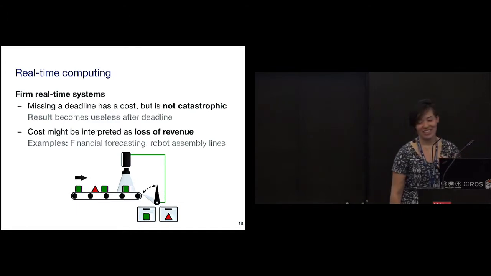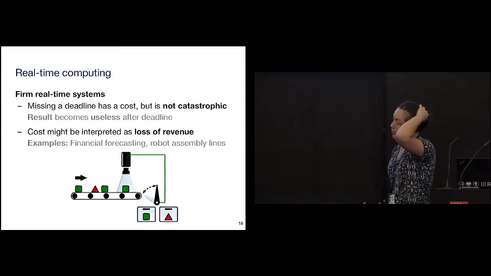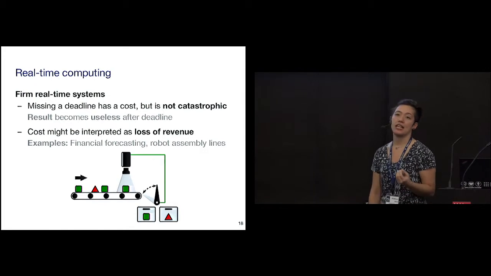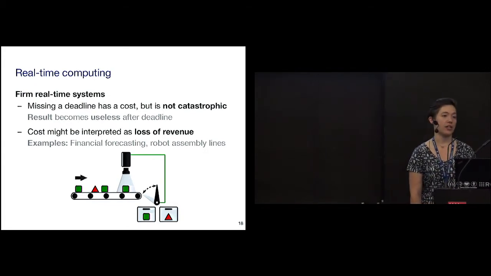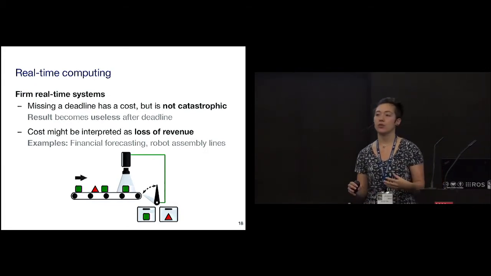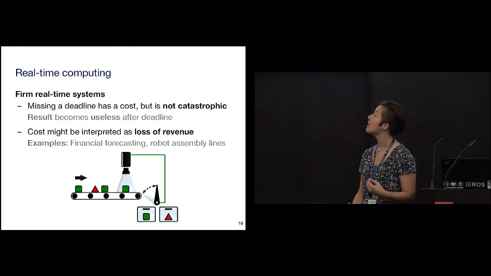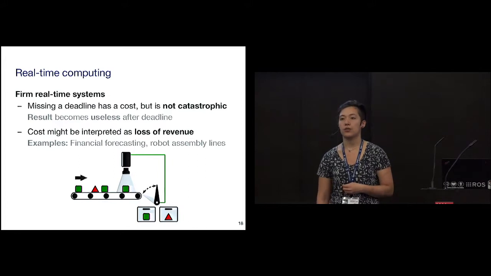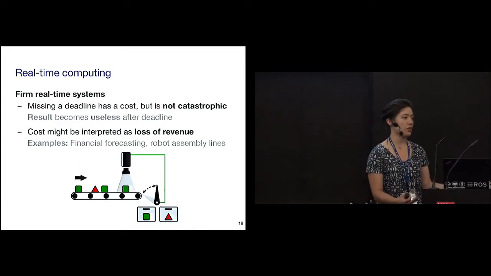So you miss a deadline, and you're going to discard that data sample that you calculated instead of publishing it to another node that's going to process that data, or instead of reacting to it in some way. But you're not going to cause a total system error.